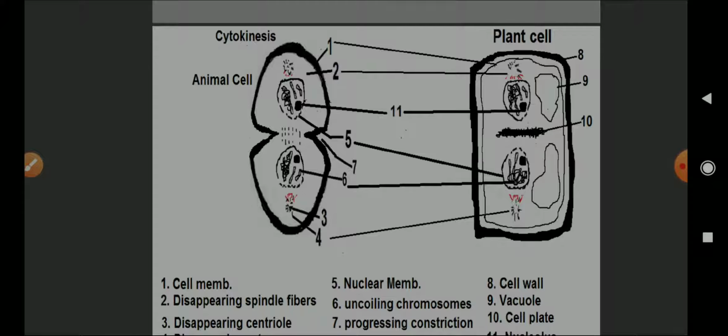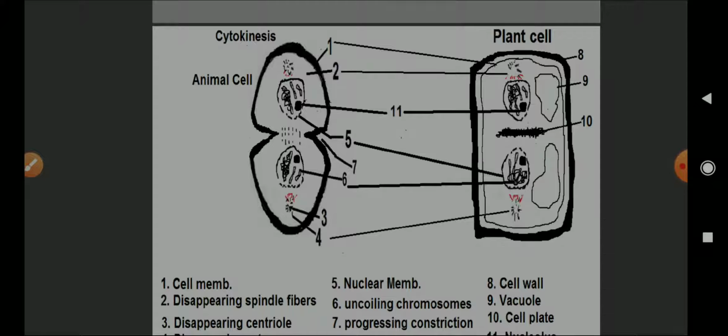So in examination, if a figure comes in a figurative question, or if you are asked to draw the figure, you have to draw this figure as a labelled diagram. And if a figurative question is there, you have to identify whether it is a telophase or cytokinesis, because both of them look alike. So how are you going to work on this one?